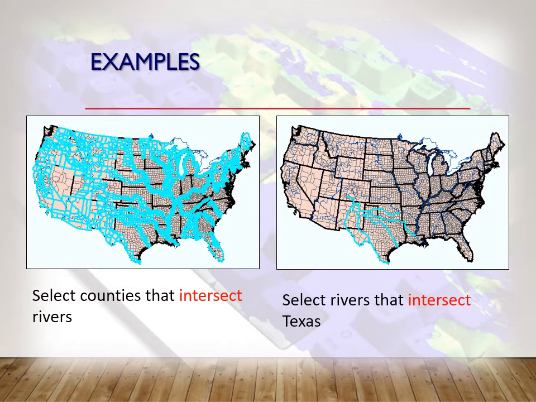Here are a couple more examples. On the left, we're selecting counties that intersect rivers. But on the right, we're selecting rivers that intersect Texas.